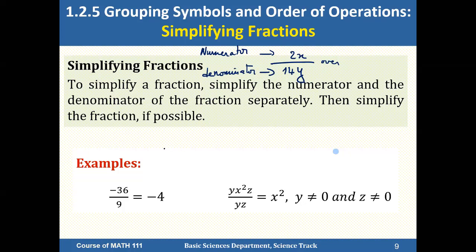We can write 36 as 4 times 9, over 9. So when we have a product, if we have the same factor in the top and in the bottom, we can simplify. Okay? Simplification is valid only when I have a product or a division. Simplifying is not allowed when there is addition or subtraction.